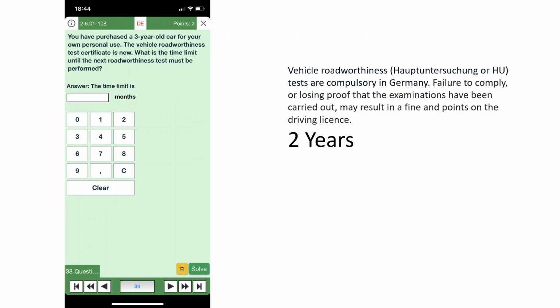You have purchased a 3-year-old car for your own personal use. The vehicle roadworthiness test certificate is new. What is the time limit? So in Germany, vehicle roadworthiness tests are compulsory, and failure to comply will result in fine. You need to renew this every 2 years. So in this case, 2 years, the answer is 24 months.